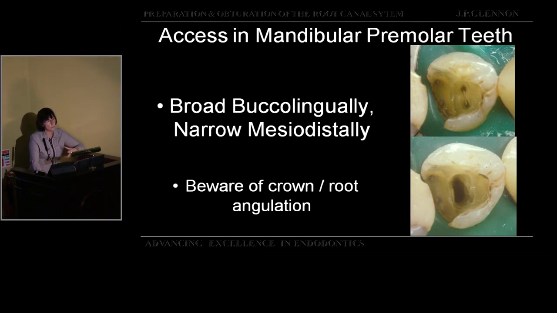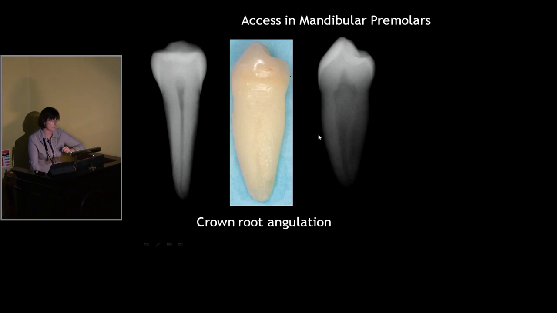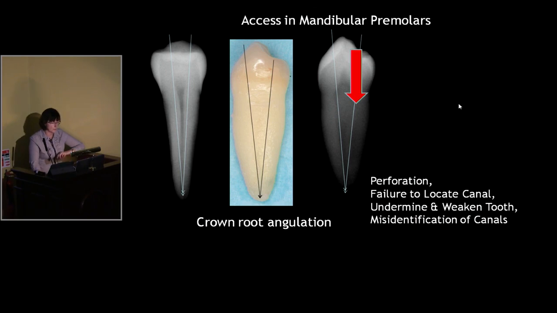Again, premolars, access cavity broad buccolingually, narrow mesiodistally. Word of caution with lower premolars, we need to be aware of this crown root angulation. So if we have a look at this here, we can see there's quite an angulation here. If you direct your access cavities between the two cusps, you're actually not going to get direct line access to the apex. And in fact, in doing so, you may create a perforation, you may fail to locate the canals, you're going to weaken the tooth and misidentify your canals.